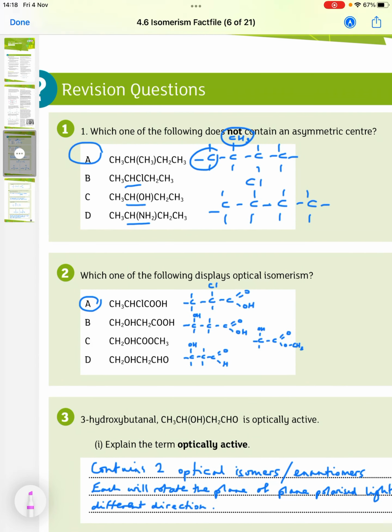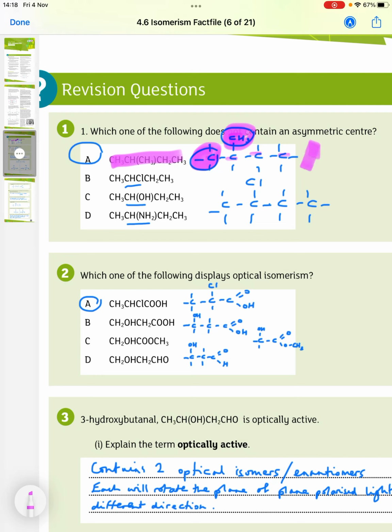So I've just drawn out the first one here, and you can see 1, 2, 3, 4 carbons, and on the second carbon we've got a methyl group coming off the second carbon. But if you look at this, that methyl group is effectively the same as the other CH3 attached to the carbon, so there are no asymmetric centres there, and that means that A is the answer.